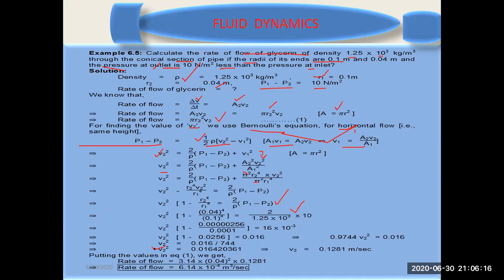And putting the values in the equation, we get the rate of flow, and the rate of flow is this one, that is pi r square V2. Putting the value of V2 in this equation, you are getting the volume rate of flow, which was required. So from where you started, you wrote the given data, and after writing the given data, you proceeded further to calculate the volume rate of flow.